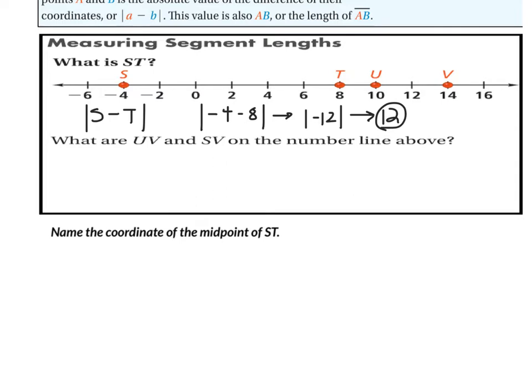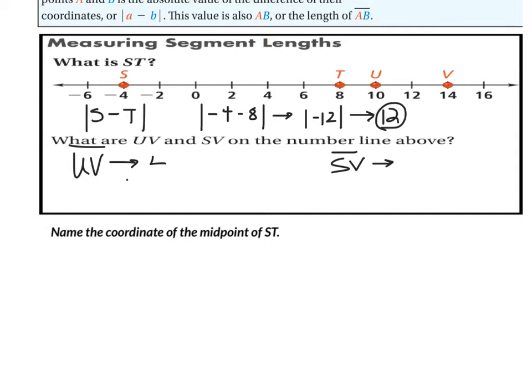Okay. The second question asks, what are UV and SV on the number line above? So they want to know how long UV is. We'll look at UV and find out how long segment UV is, and then we're going to find out how long segment SV is, from S to V and U to V. Well, again, if you look on your number line, you can obviously count on this. Let's start with UV. If I start at U and I go to V, that's 2 units and that's 4 units long. So I know that UV is 4 units long.